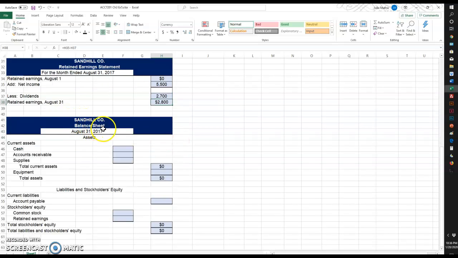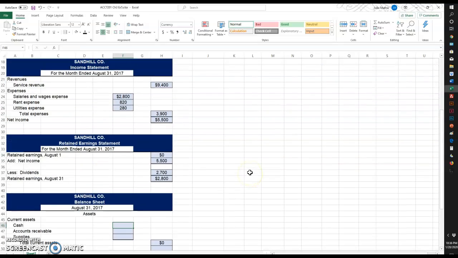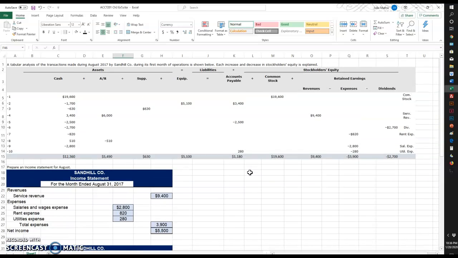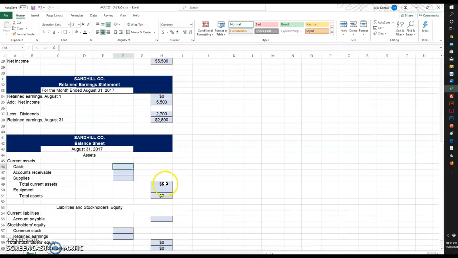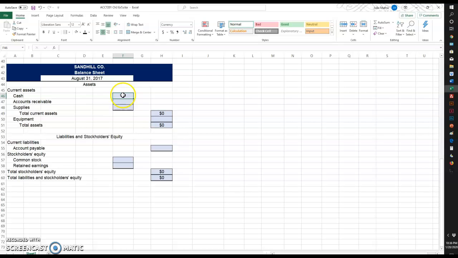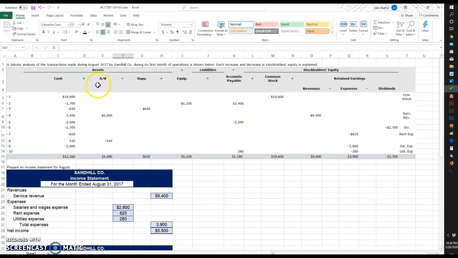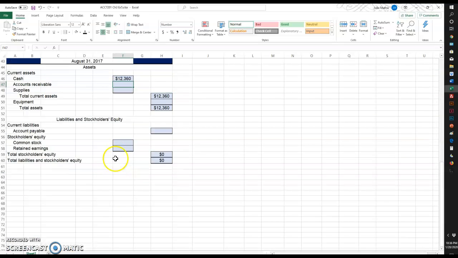Now we're going to do our balance sheet, and remember that we're just doing it for that day, August 31st. Current assets, cash. We always start with cash, and I went ahead and totaled all of this column here for $12,360, for a total of $12,360. Our accounts receivable are found here, and I've totaled that to $5,490.